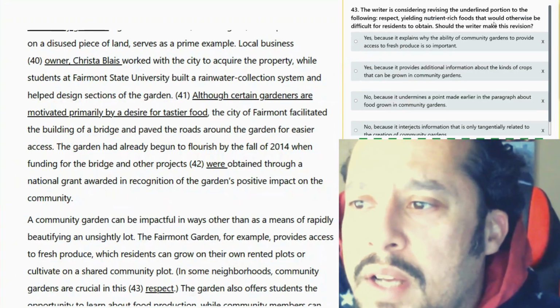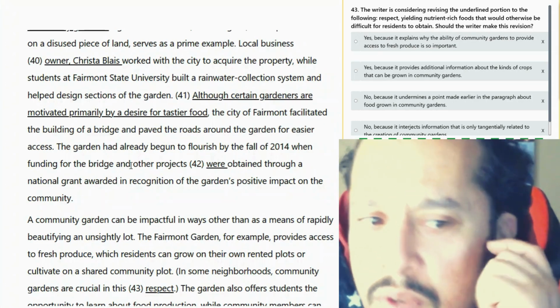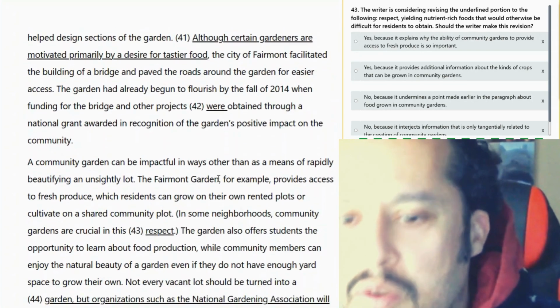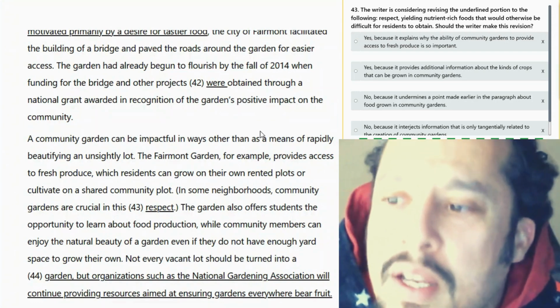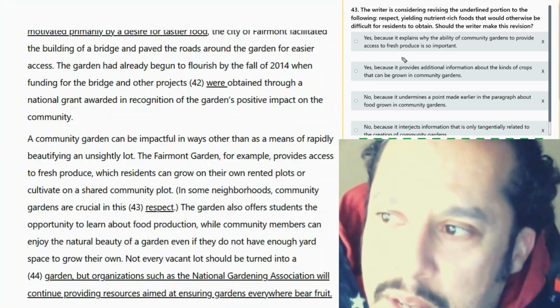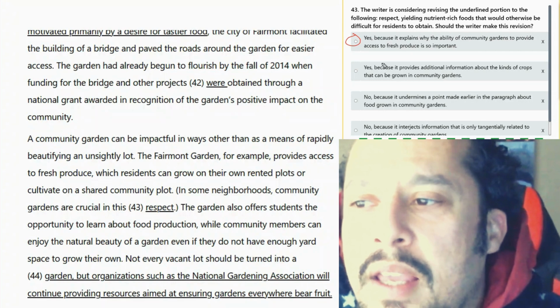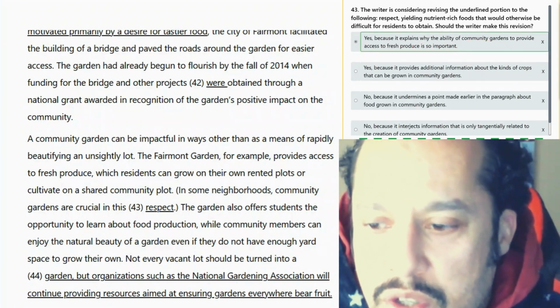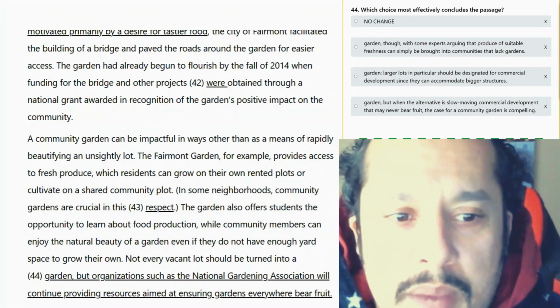The writer wants to revise the underlined sentence, yielding nutrient foods that would otherwise be difficult for residents to obtain. طبعا this is on topic detail بيوصف الجاردن والpassage بيوصف الجاردن وده details زيادة بيقول الميزة في الجاردن. A. It explains why the ability of community gardens to provide access to fresh food is so important. And finally, question number 44, which concludes the passage.